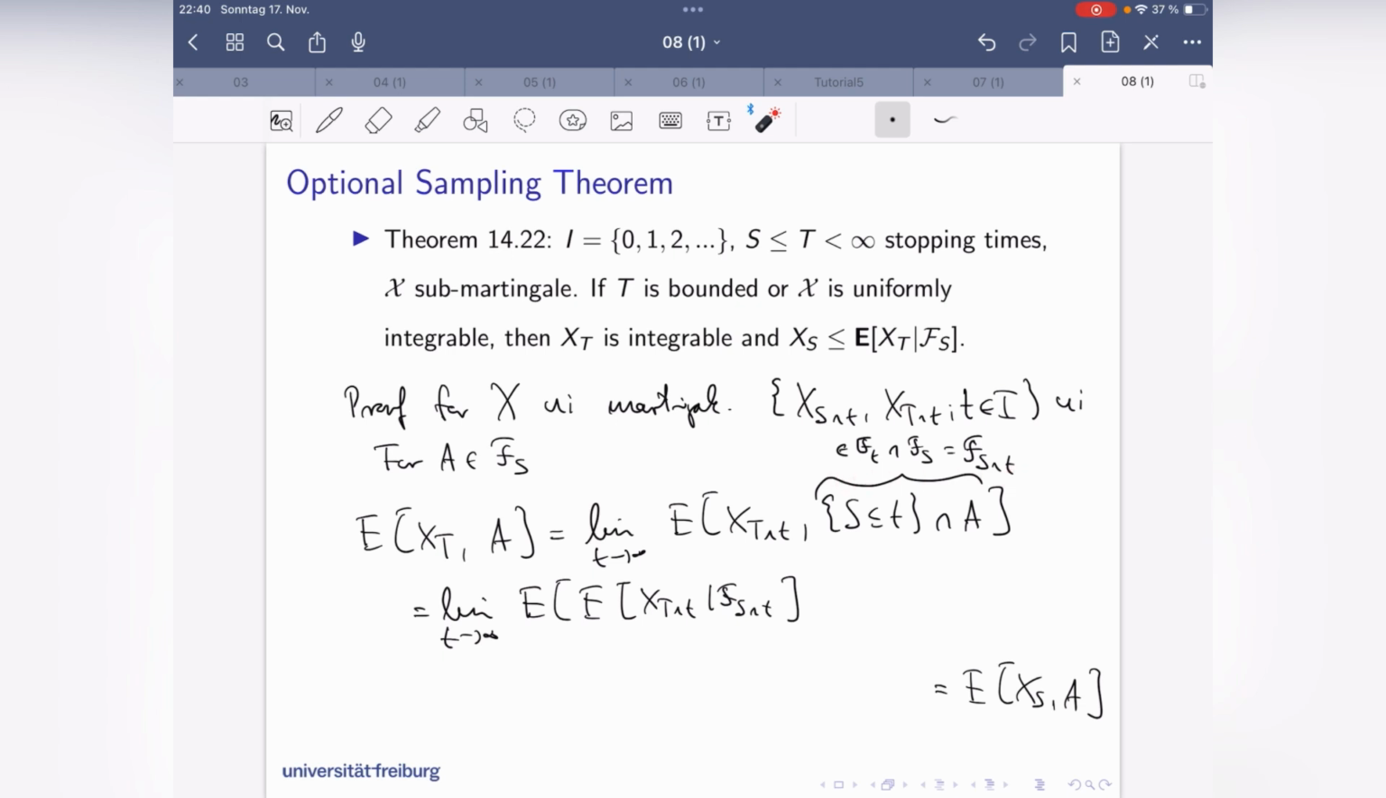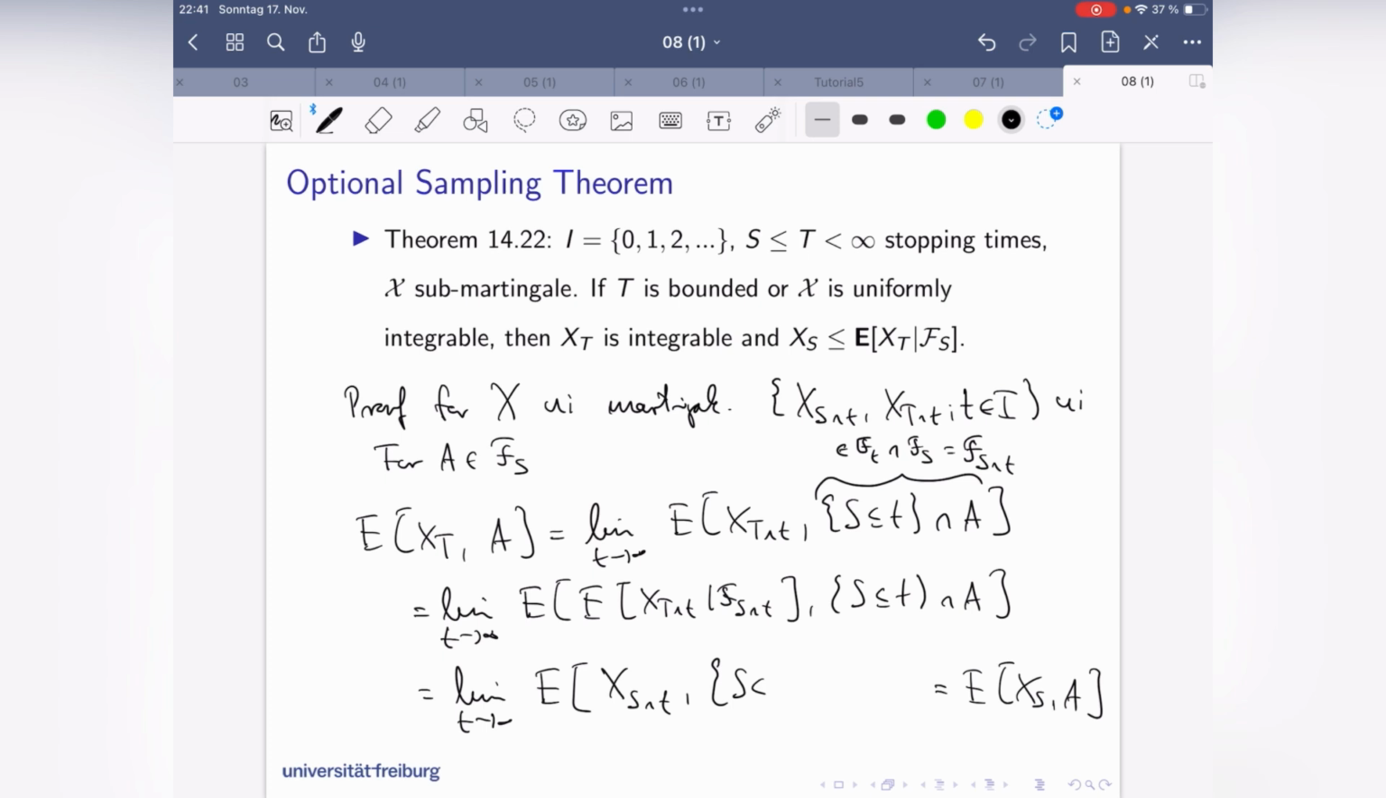And on these sets here, I can exchange the random variable by its conditional expectation. So on the same set, {S ≤ t} intersected with A, now I have two random variables, X_{S∧t} and X_{T∧t}. And we already showed the optional sampling theorem for bounded T, and that T here is bounded, such that I can replace this thing here by X_{S∧t} over the set {S ≤ t} intersected with A.